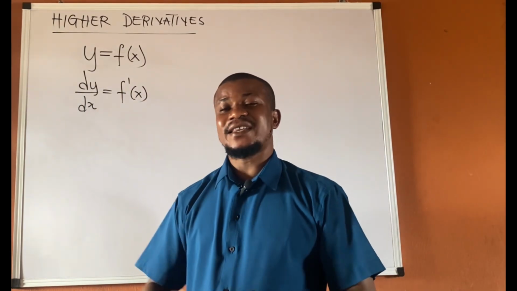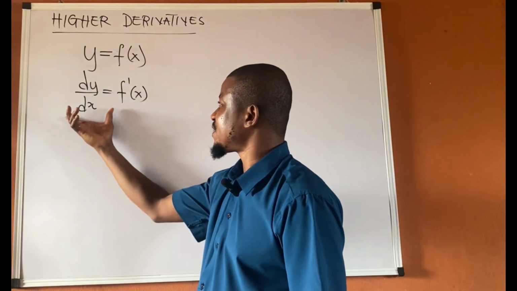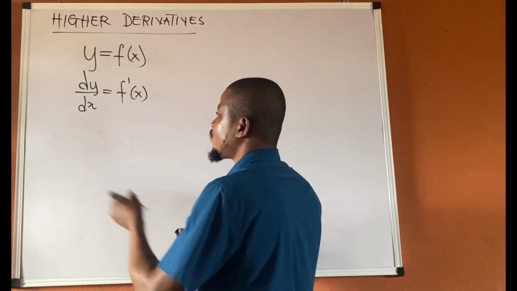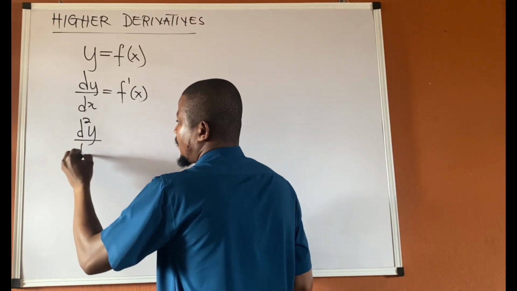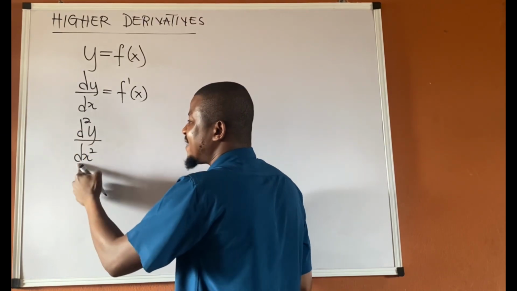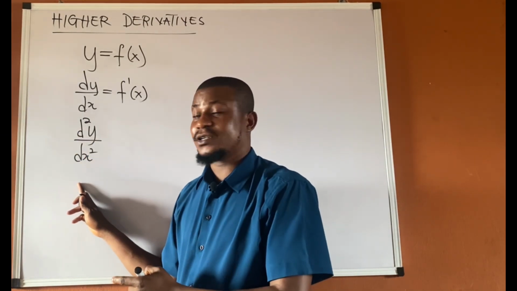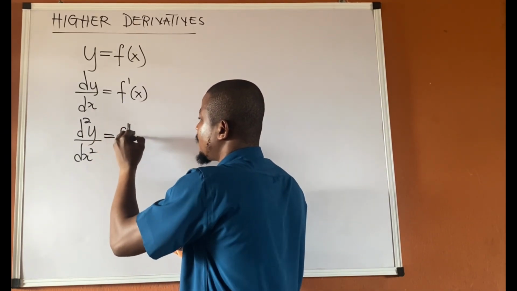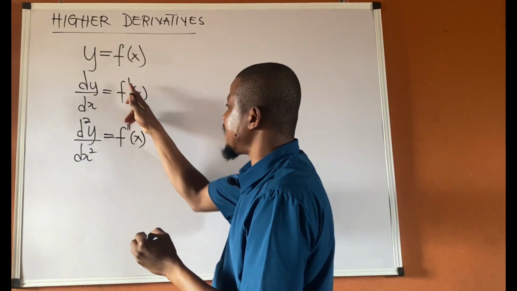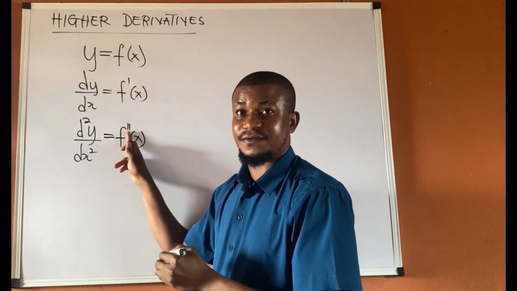Now, if you are asked to find the second derivative, it means we'll have to differentiate this a second time. And if we differentiate this, we'll have d squared y/dx squared. This is called the second derivative. And on this, we have f double prime of x. This is the first derivative. This is the second derivative.